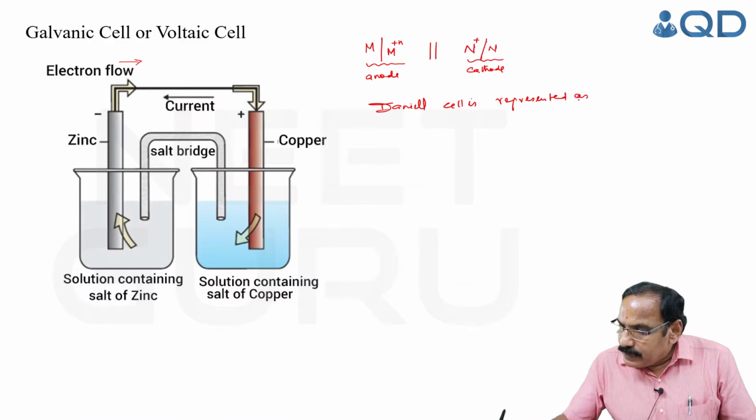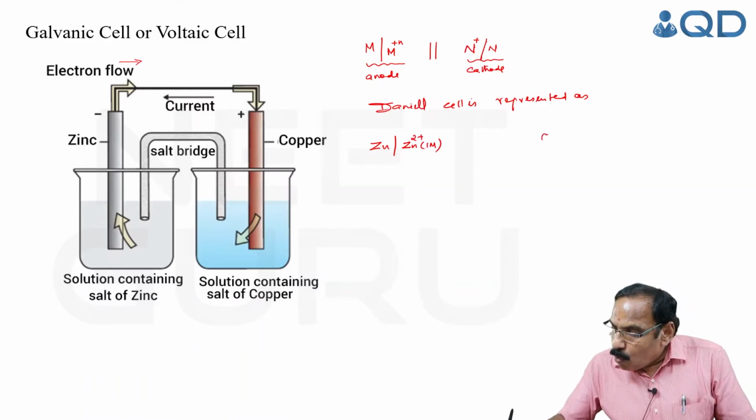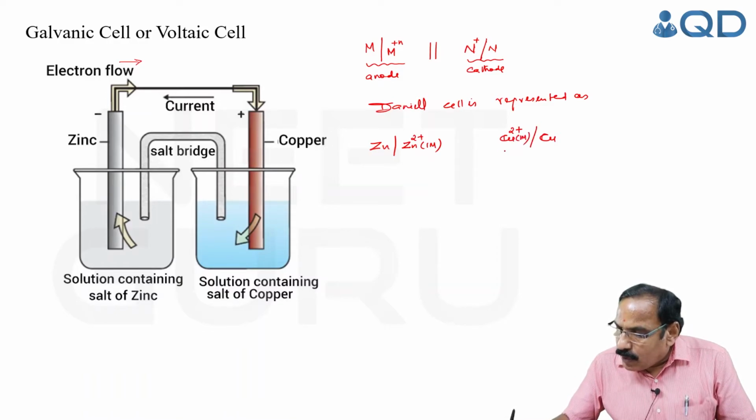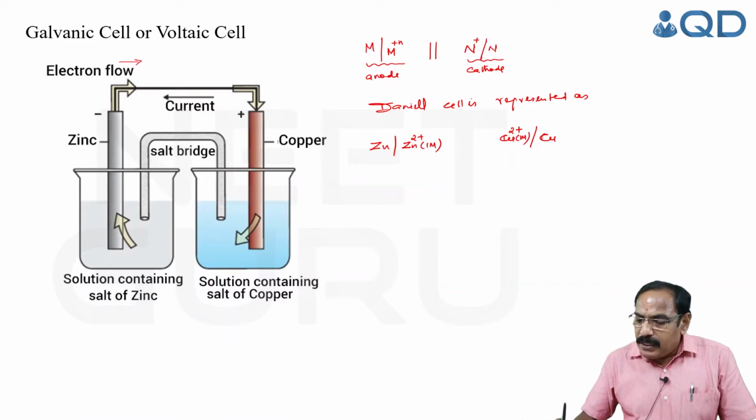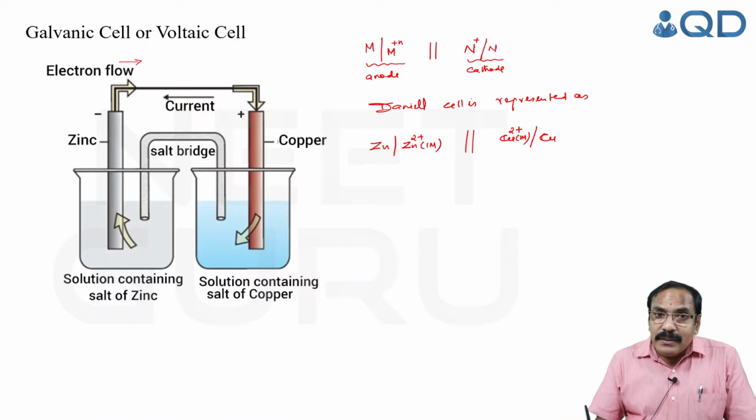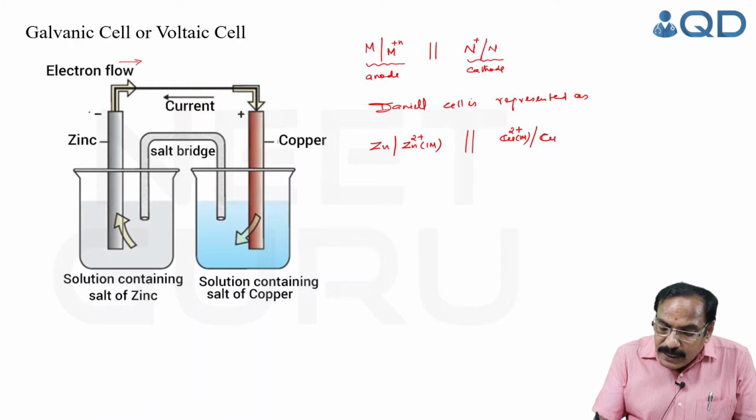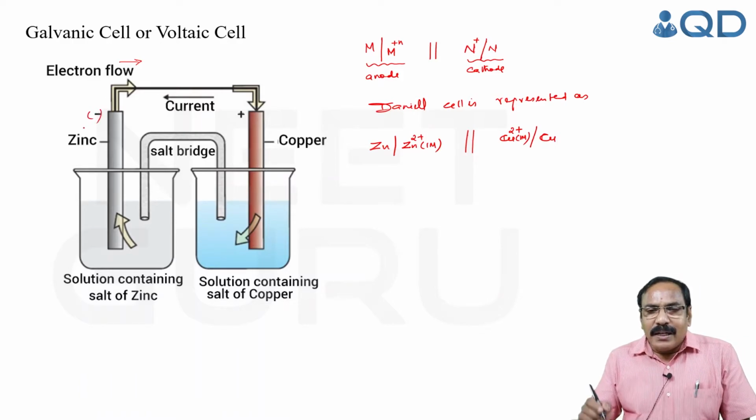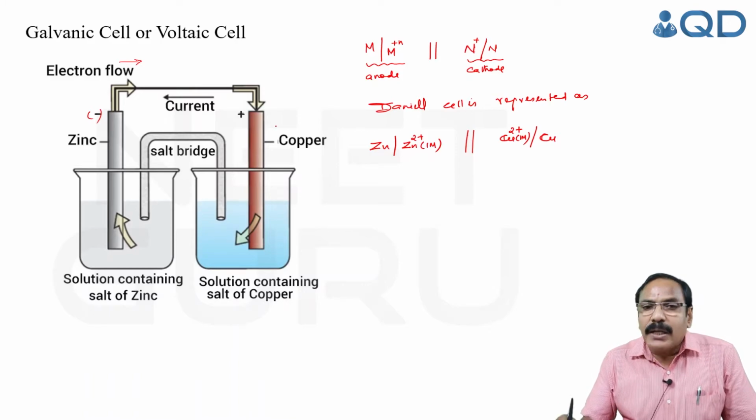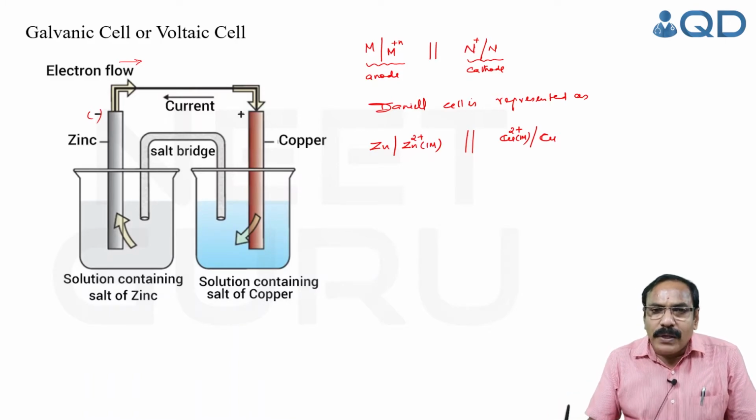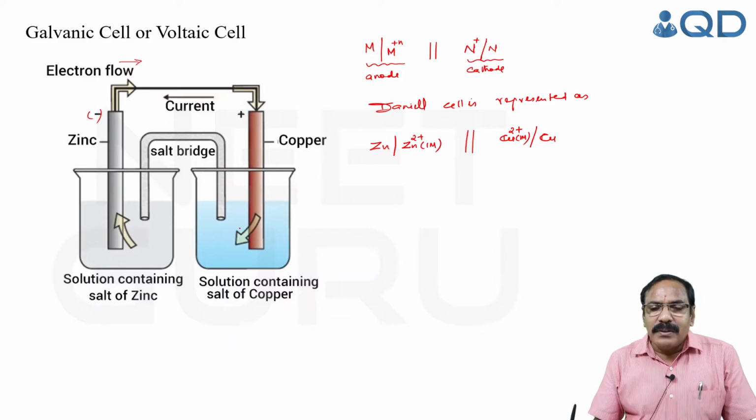Zinc in contact with 1 molar zinc sulfate solution is the anodic compartment, while a copper rod dipped in copper sulfate solution of 1 molar concentration is the cathodic compartment, and they are connected through a salt bridge. Remember, the polarity of the anode is negative, very important. In a galvanic cell the anode is negative while the cathode is positive. The direction of flow of electrons is from anode to cathode. The conventional flow of current is from cathode to anode.